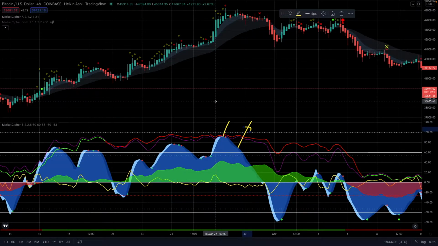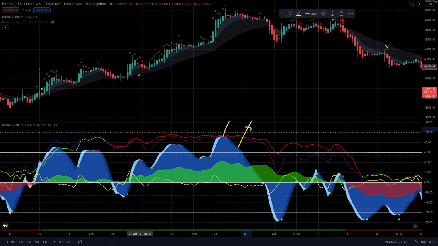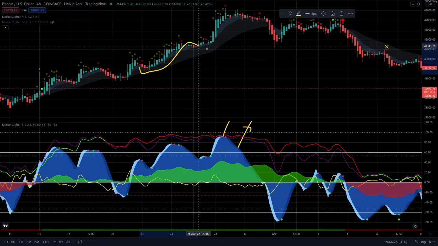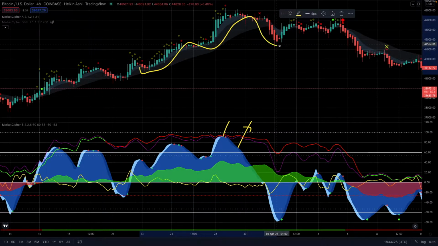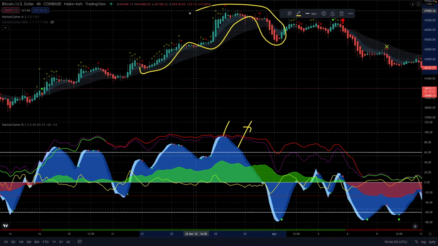I don't want to bore you guys with words like that. I just wanted to highlight certain common sense, logical visual representation of Market Cipher in a very simple way. So let me first highlight what happened within this region. Let's see how price responded to our oscillators. So let's see what happened here.